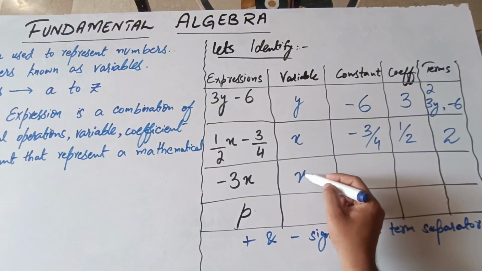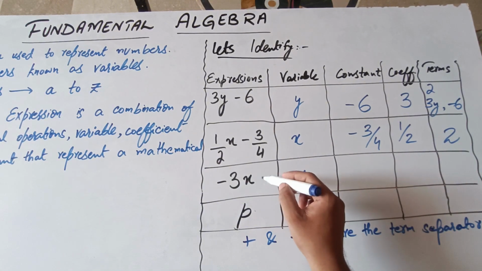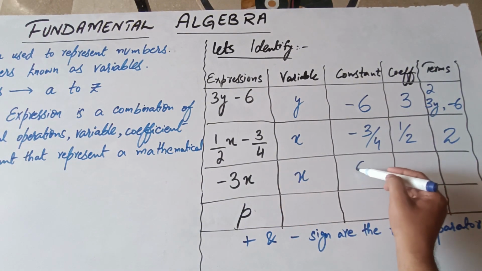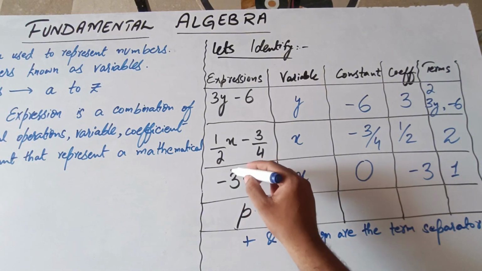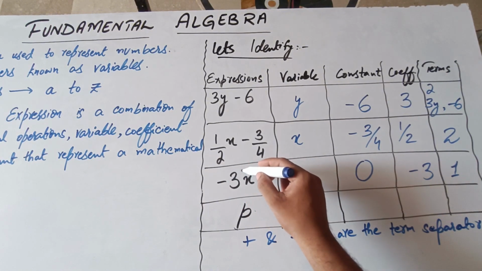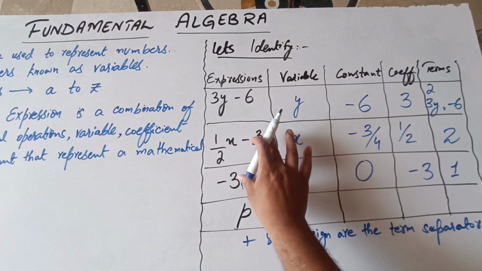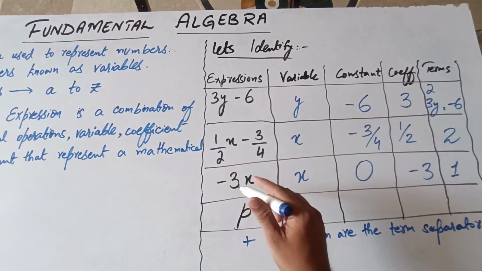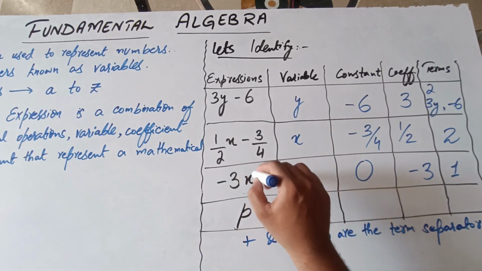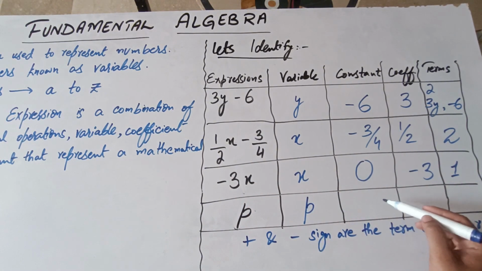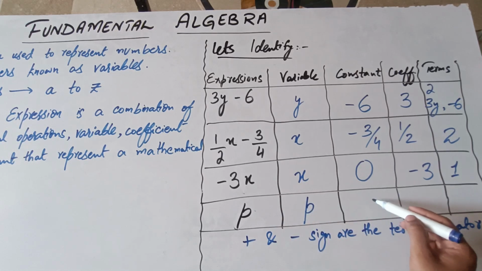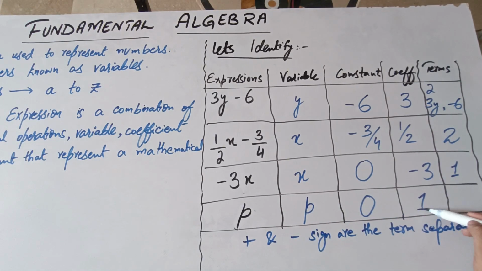What is the variable? The variable is x. For the constant, there is nothing written alone, so the constant is 0, no constant. The coefficient is -3. How many terms are there? Only 1 term, because 3 and x are multiplying with each other and there is no sign between them. The sign is before the term, so it goes with this term. Now, the variable is p. The constant is nothing, 0. The coefficient is 1. How many terms are there? Only one term.